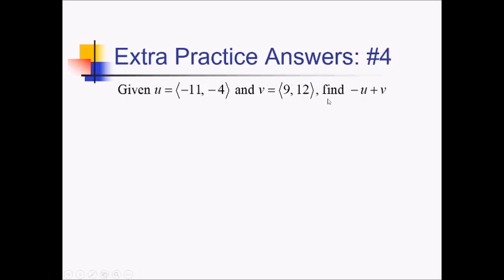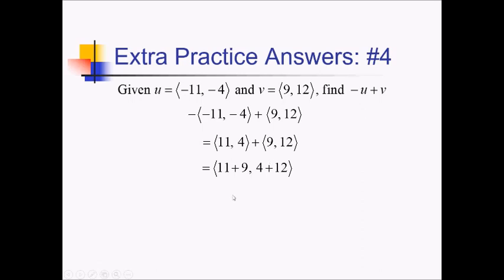On this problem, we're trying to figure out negative u plus v for these 2 vectors. Let's replace the letters here with the component forms. So we've got negative 11, negative 4, plus v, which is 9, 12. I'm going to distribute this negative first, so that's 11, 4, and then we're just going to add the x values and the y values separately. So we've got 11 plus 9, 4 plus 12. So that's then going to be 20, 16.